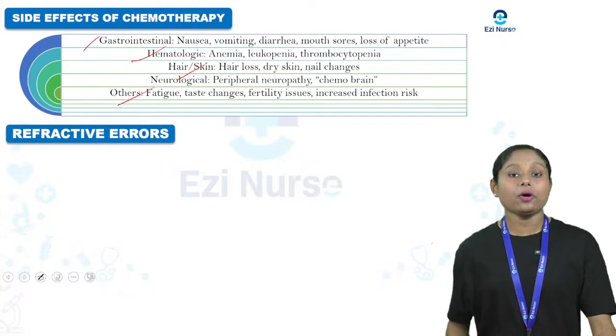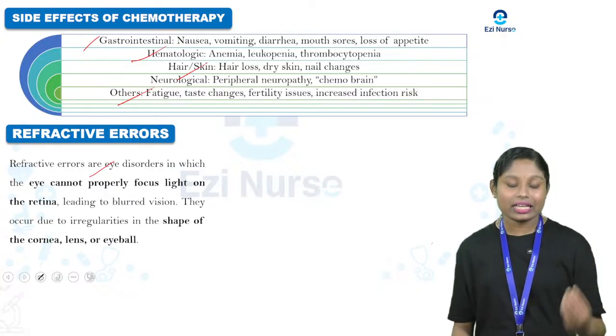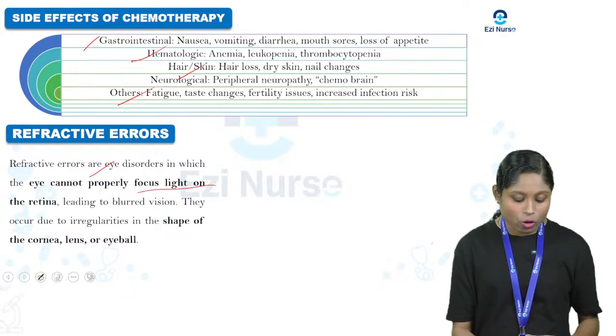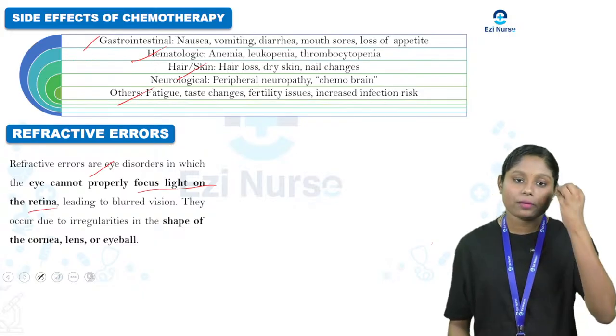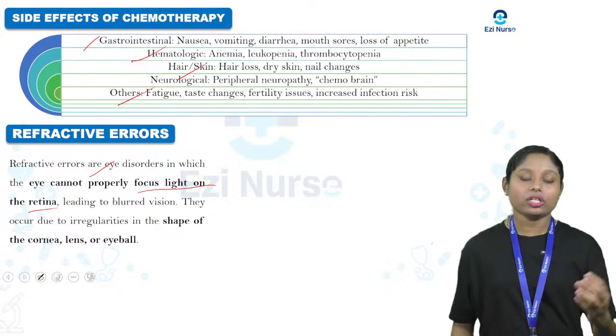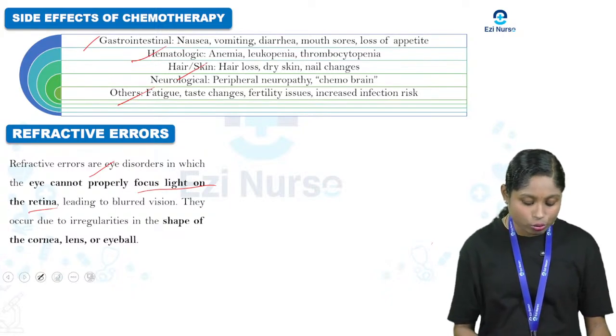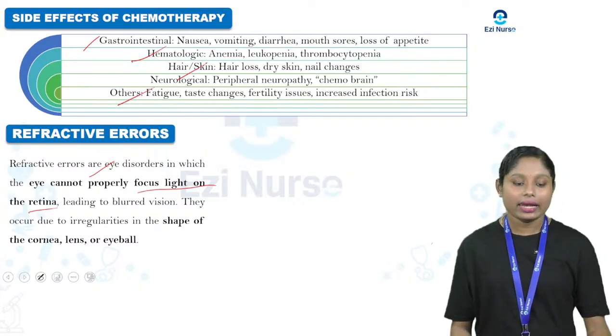So next we'll see about refractive errors. What are refractive errors? An eye disorder in which the eye cannot properly focus light on the retina. So that person has an eye disorder where they cannot properly focus light on the retina, leading to blurred vision. They occur due to irregularities in the shape of the cornea, lens or eyeball.